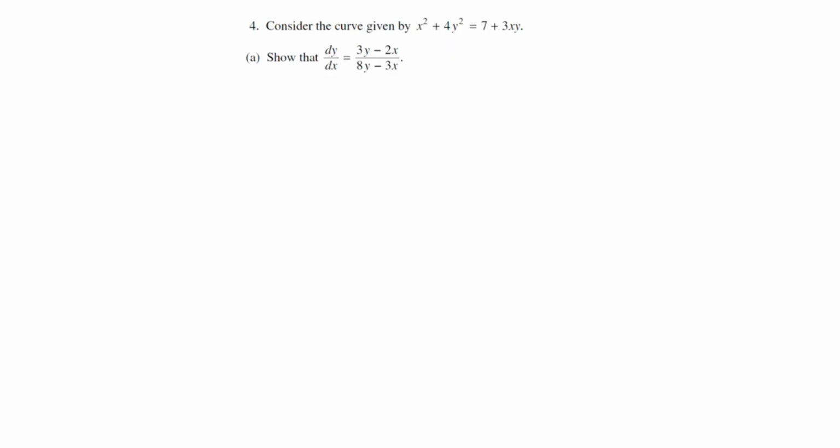All right, this is question number 4 from the 2004 AP Calculus AB exam. This is a function FRQ, where we're given the curve x squared plus 4y squared equals 7 plus 3xy. And we're asked to show that dy dx equals that expression, 3y minus 2x over 8y minus 3x.